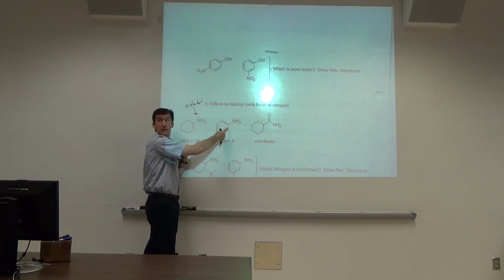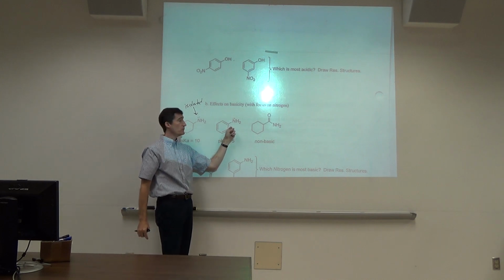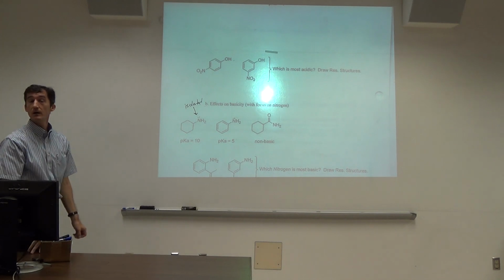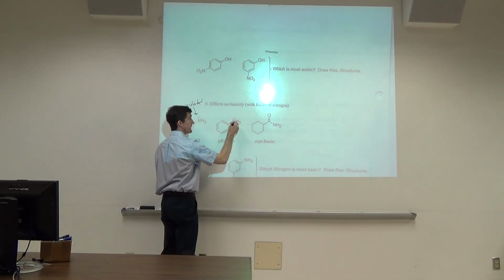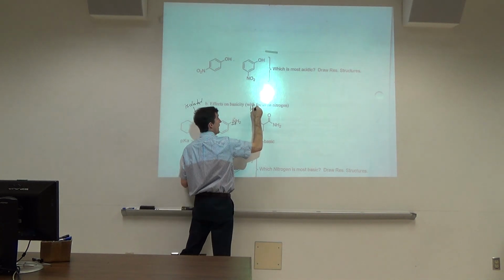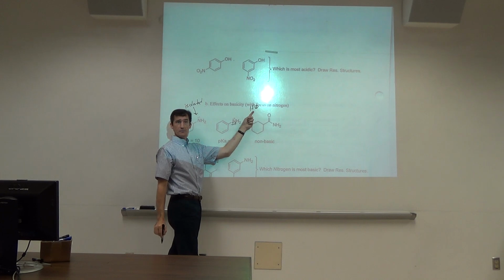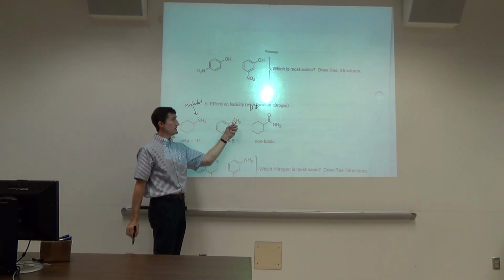We've already done resonance structures of this. In fact, we did a hybrid of this. In the hybrid, what type of charge is on that nitrogen? Partial plus. How eager is a partial plus nitrogen going to want to bond to an H plus? No. There's a number of ways to argue why this is less basic.